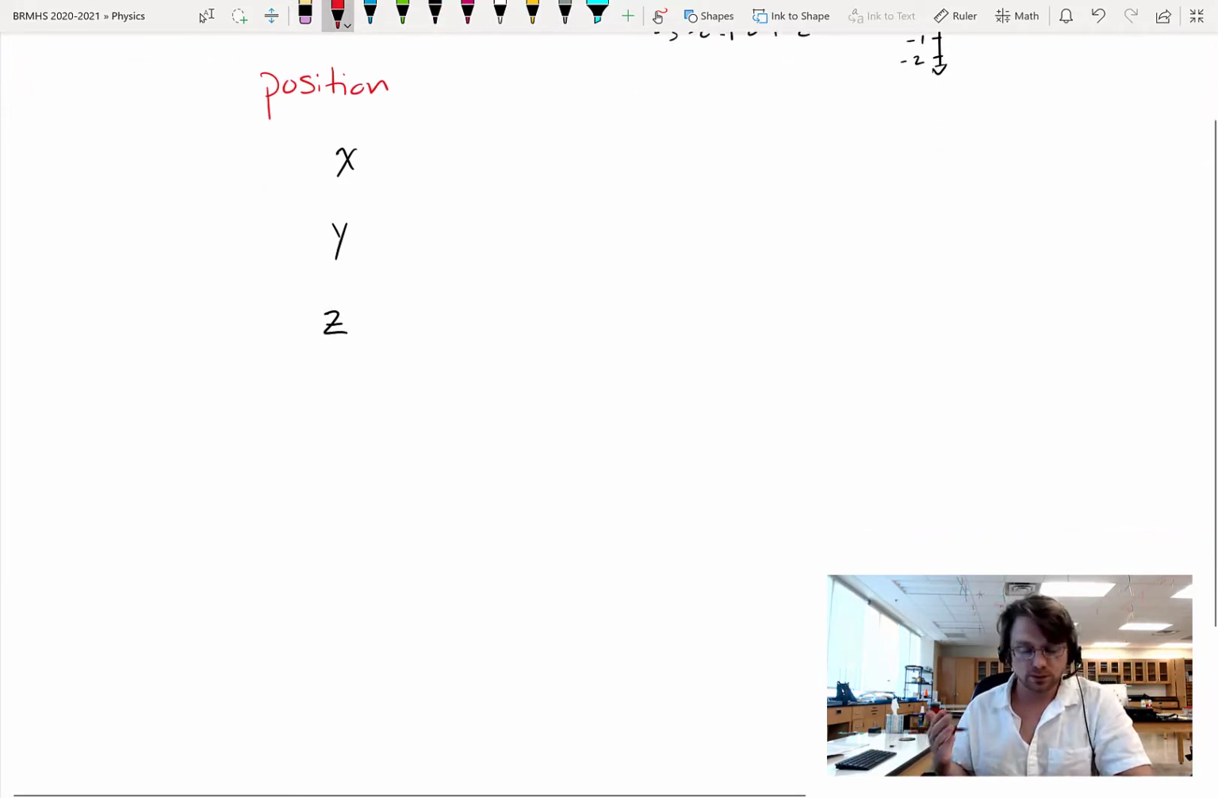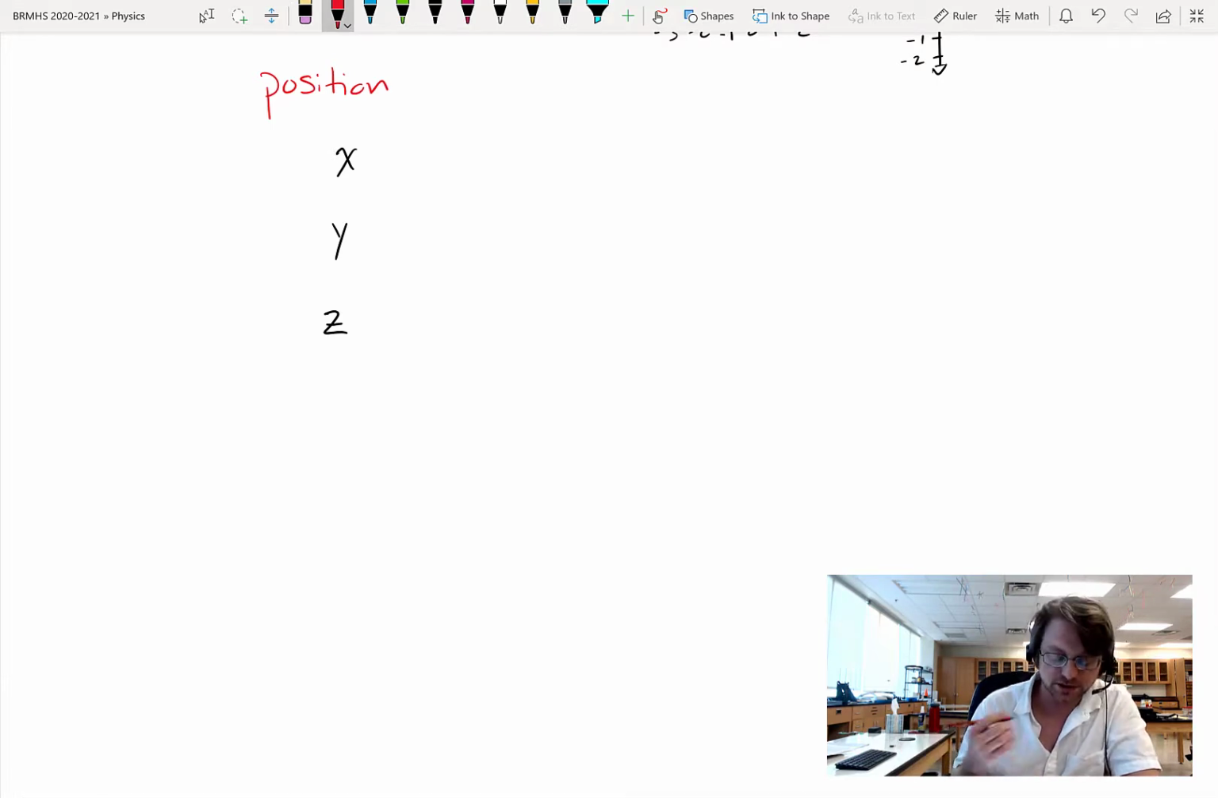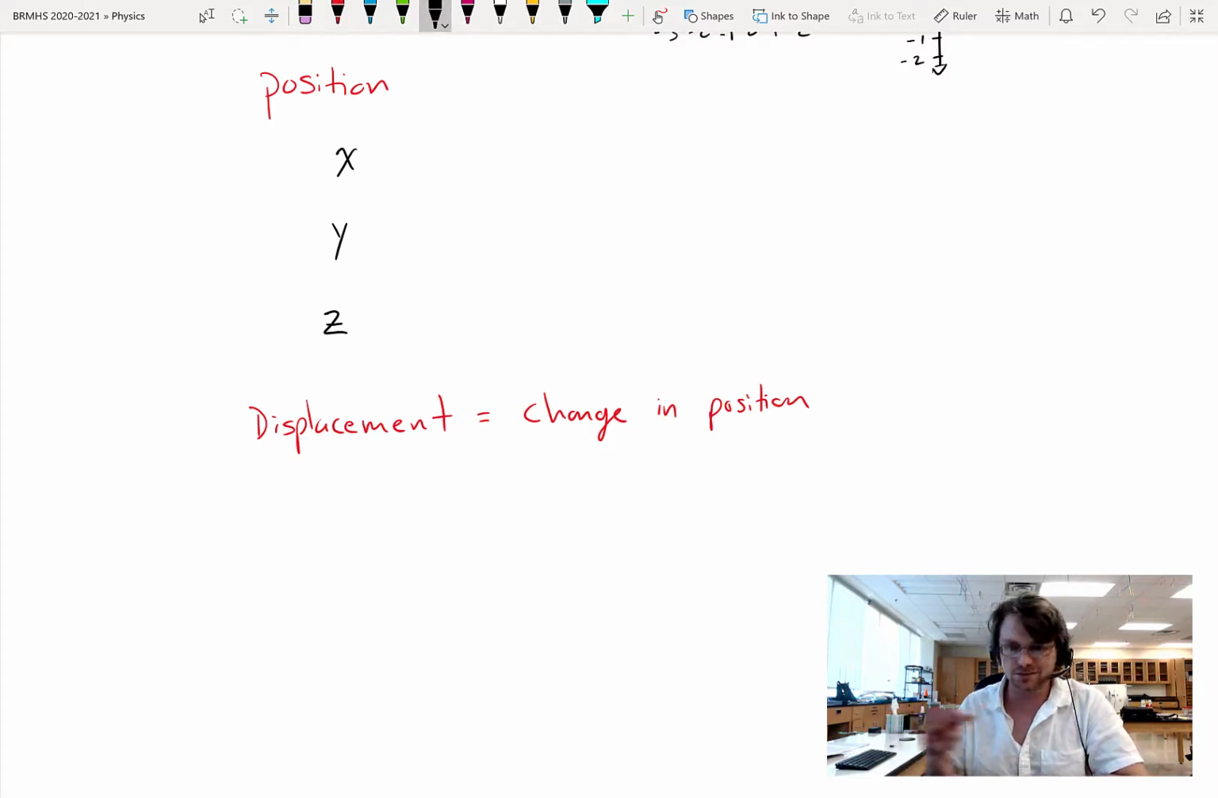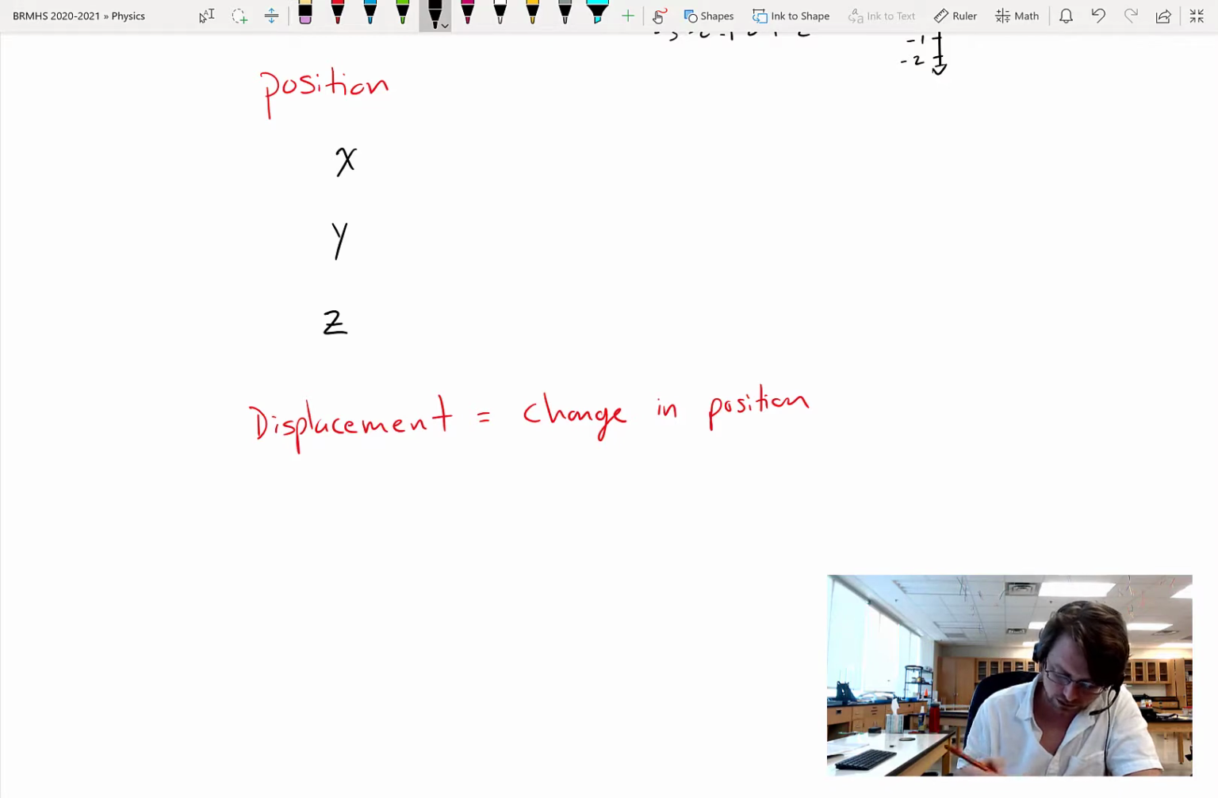The next variable that we want to look at is the variable that describes change in position or displacement. While position is simply a position in space somewhere, displacement is change in position. And we symbolize that with a delta x, delta y, or delta z. I'm just going to stick with x and y because we don't need to deal with any z's yet. So change in position in the x direction would be delta x.